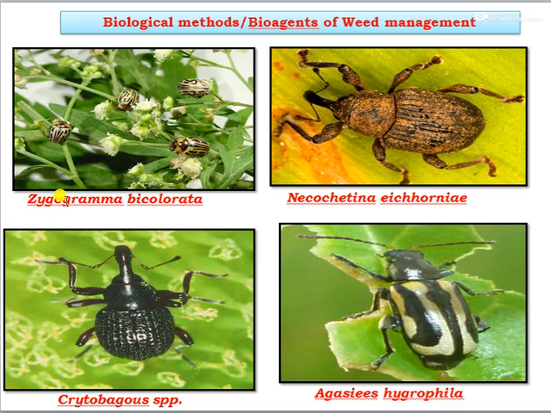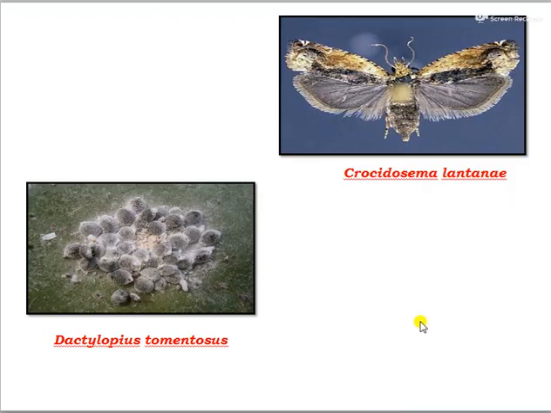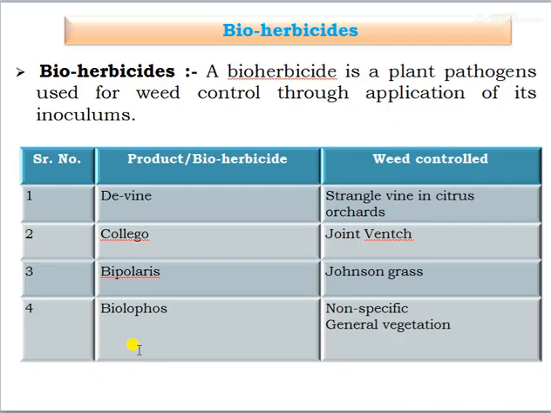First one is Zygogramma bicolorata for Parthenium. Then Neochetina eichhorniae for control of water hyacinth. And Cyrtobagous species for water fern. Then Agasicles hygrophila, and then Crocidosema lantana for the control of Lantana camara, and Dactylopius tomentosus for prickly pear. These are some important bioagents for control of weeds.